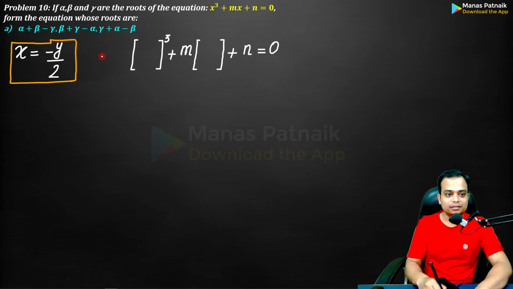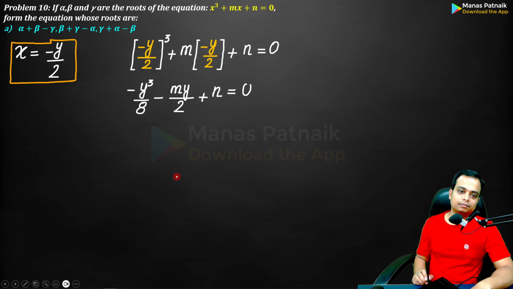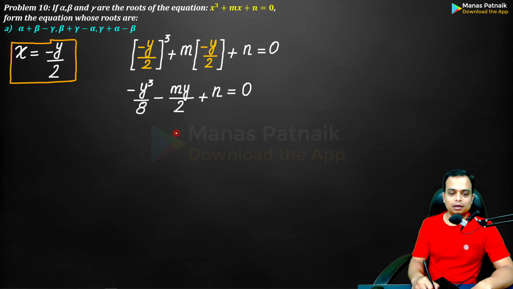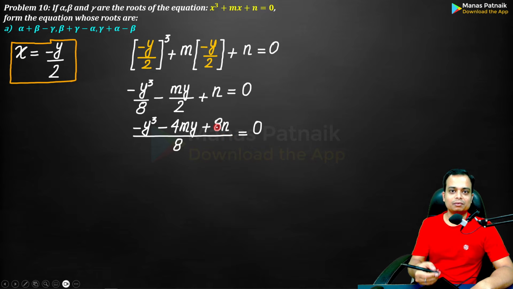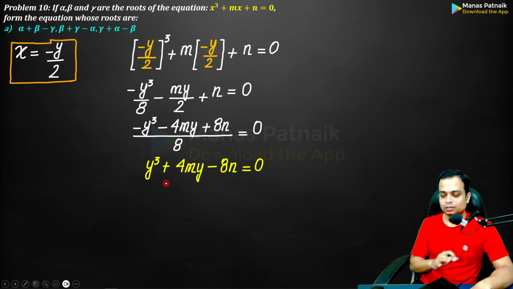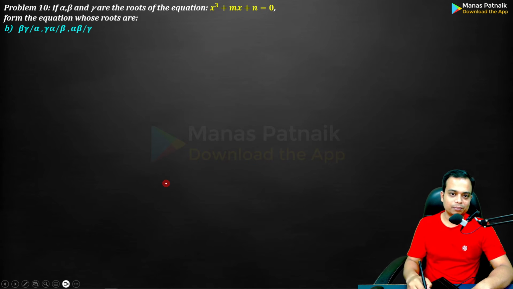Let me make some space. Minus y by 2, plug it in. Just do it, expand. Okay, let's say, you can take the LCM also. Let me do that for you. Okay, you have the answer. Multiply both sides by minus 1, y cube plus 4my minus 8n. That is your final answer. Case number 1 solved. Let us go to case number 2 now.